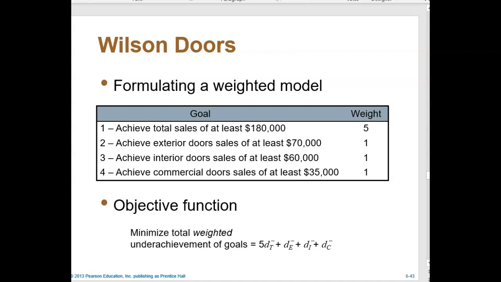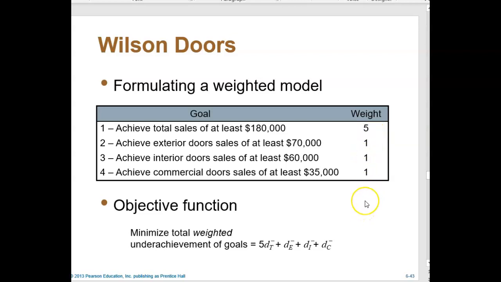But for this case, we have two deviation variables for each goal because it is possible to overachieve and underachieve the target. So in this case, for example, if Wilson specifies that the 180 target for total sales is an absolute minimum, then the underachievement deviation variable can be eliminated from the GP model.